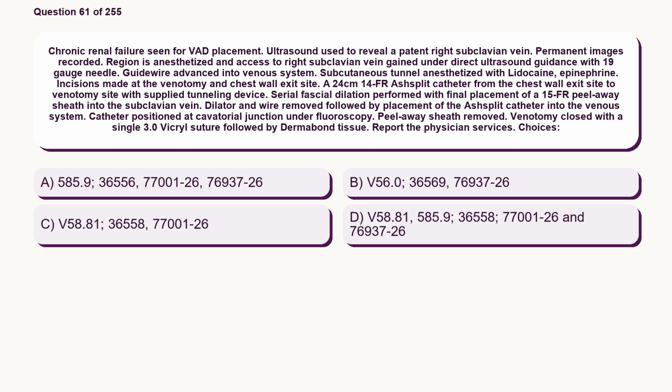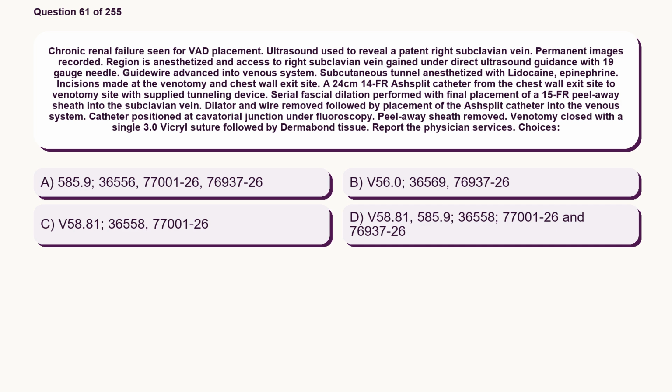device. Serial fascial dilation performed with final placement of a 15 fr peel-away sheath into the subclavian vein. Dilator and wire removed followed by placement of the split catheter into the venous system. Catheter positioned at cavoatrial junction under fluoroscopy. Peel-away sheath removed. Venotomy closed with a single 3.0 Vicryl suture followed by Dermabond tissue. Report the physician services. Choices.